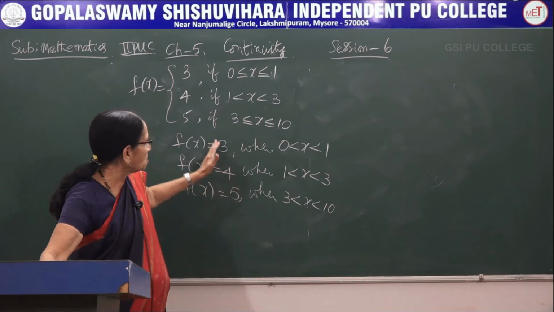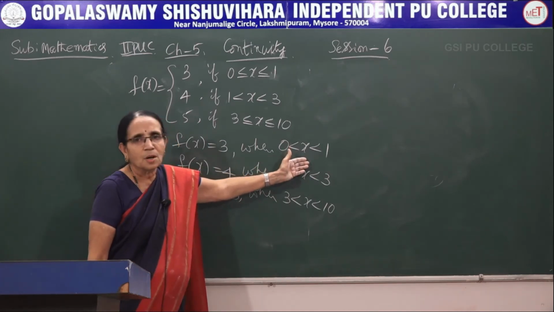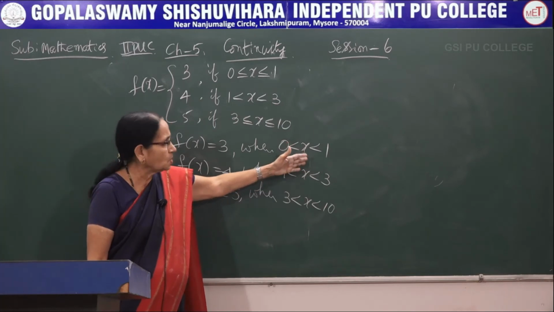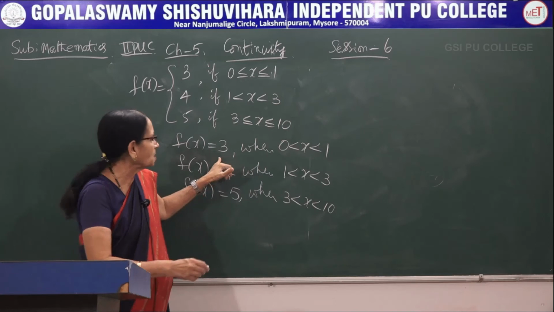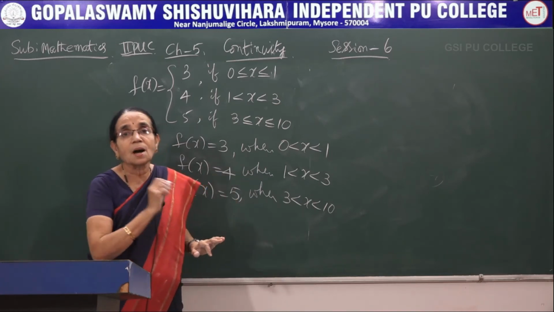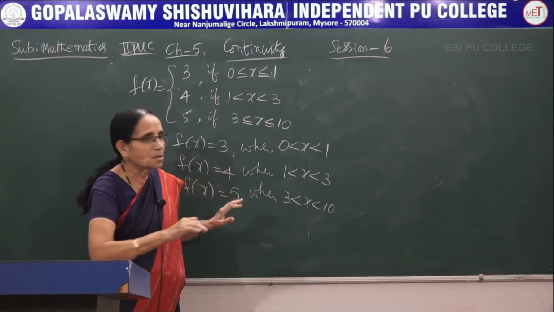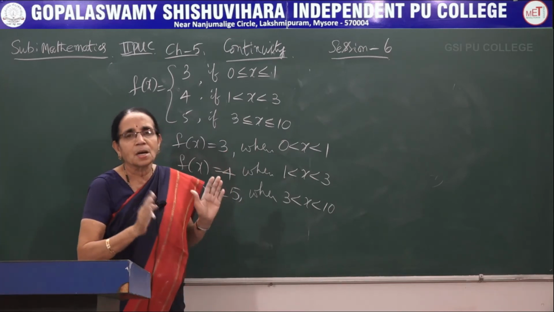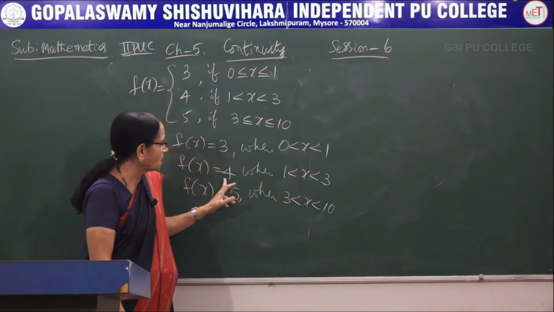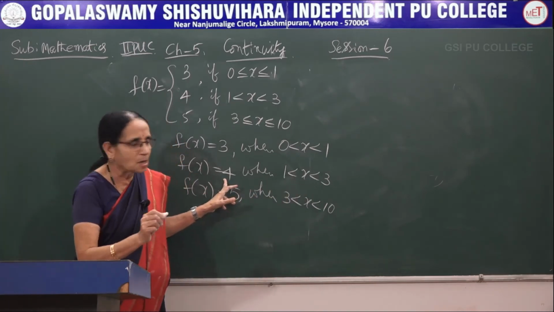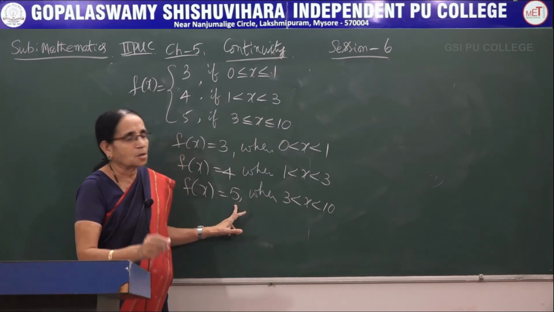Now what are the values of the function here? When x takes a value, it may be say half, 1 by 3, 2 by 3, any value, that would always be equal to 3. That means it is nothing but a constant function. A constant function means it would be a straight line parallel to the x-axis. Automatically it becomes continuous. Then between 1 and 3, again it is a constant, so it would be continuous. Between 3 and 10, again a constant, and it is continuous.